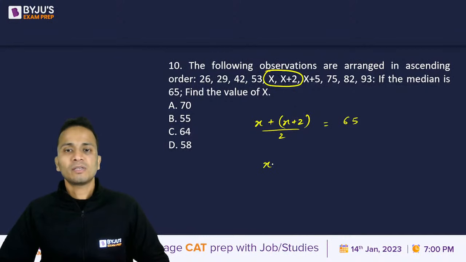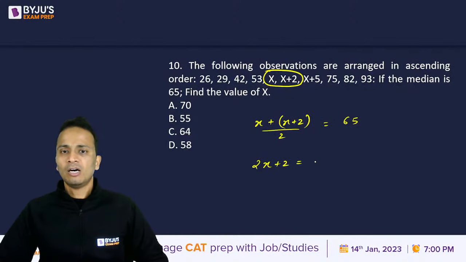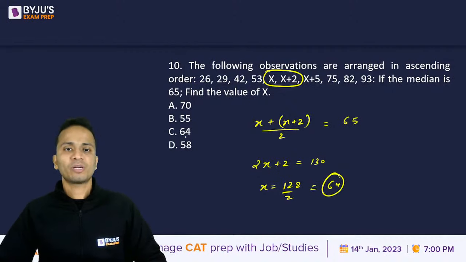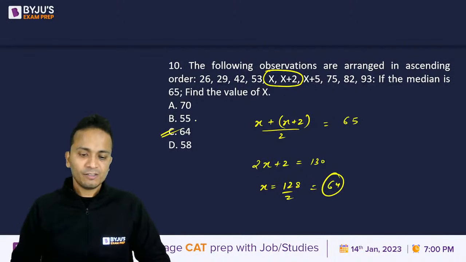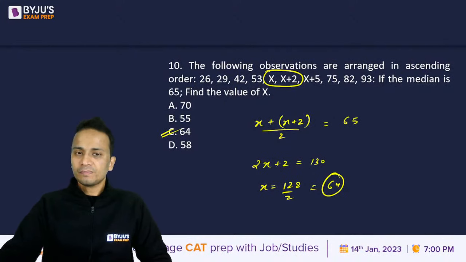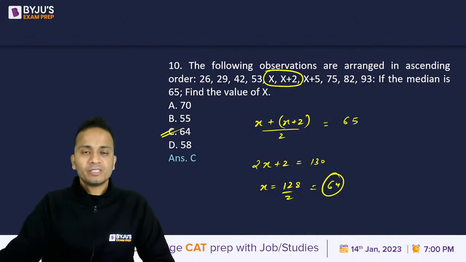So x plus x plus 2, that is 2x plus 2, is equal to how much? 130. So the value of x will come out to be 130 minus 2, that is 128, divided by 2, which will come out to be 64. So 64 is the correct answer for this one. All right. Yes, that is option C.